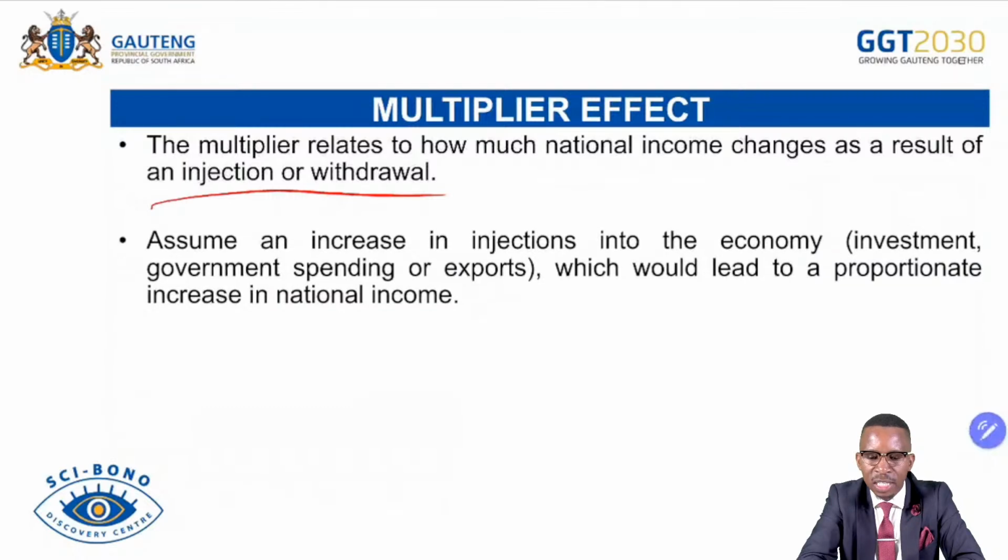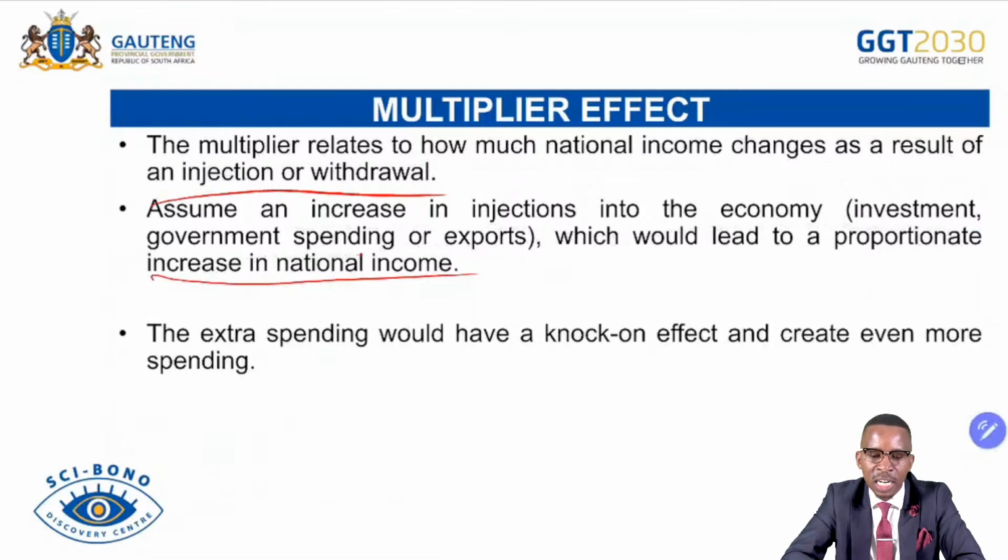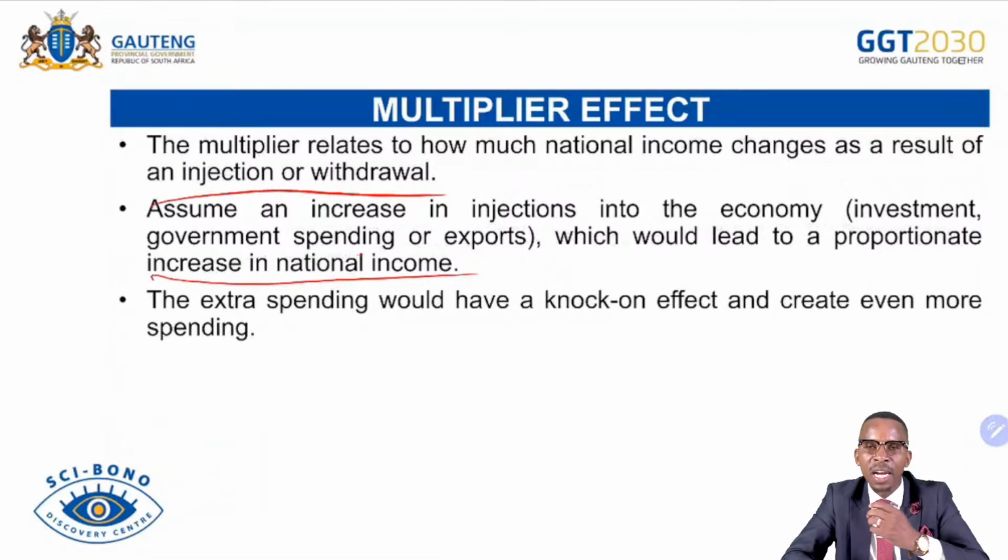Assume an increase in the injection into the economy, investment, government spending, or exports, which would lead to a proportionate increase in the national income. If these are in place, there will be an increase in the national income, because there will be a high level of multiplier and multiplier effect. The extra spending would have a knock-on effect and create even more spending.